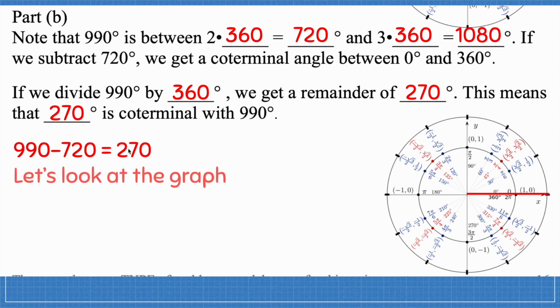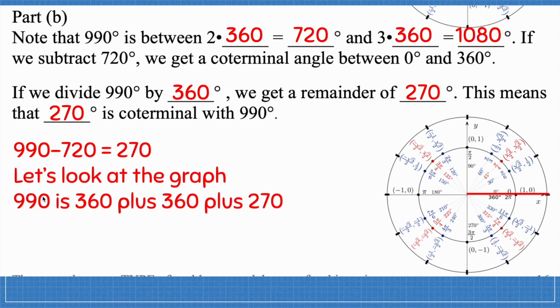So if we look at the graph, 990 is 360 plus 360. That was the 2 of them, right? That's the 720. And then plus another 270. So if we actually spin this around, I can go once. That's the first 360. I can go again. That's the second 360. And then 270 is just 3 turns here. It's 90, 90, and 90. That's 270 degrees. So I'm landing right here on this 270, right? You can see that spot here. Or if I was looking at radians, it would be 3 pi over 2. So this is my coterminal angle.